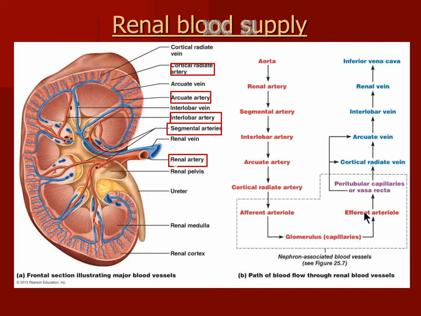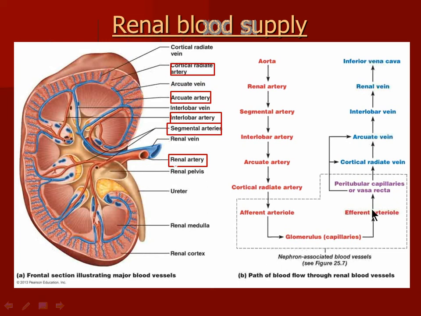Now you need blood to come back out, right? So you have to form the same. You have to form the cortical radiate veins, you have to form the interlobular, arcuate, and so on, and finally come out. So how does blood get out of the kidney? Because at both ends you have arterioles, right? So somehow you have to get to a vein.